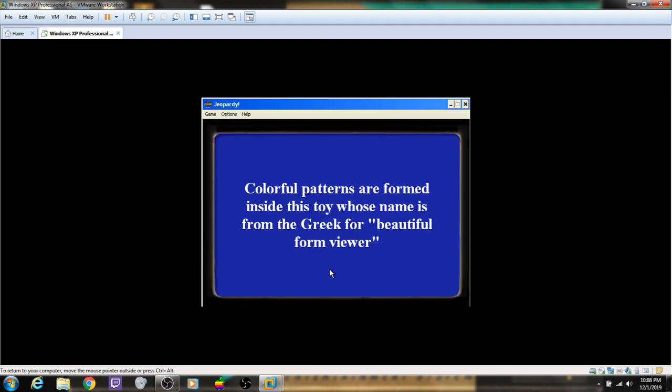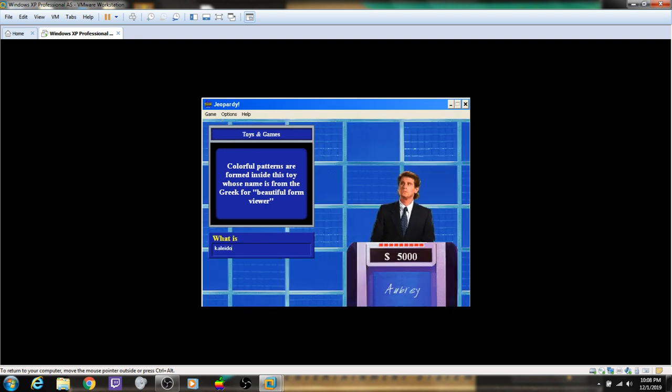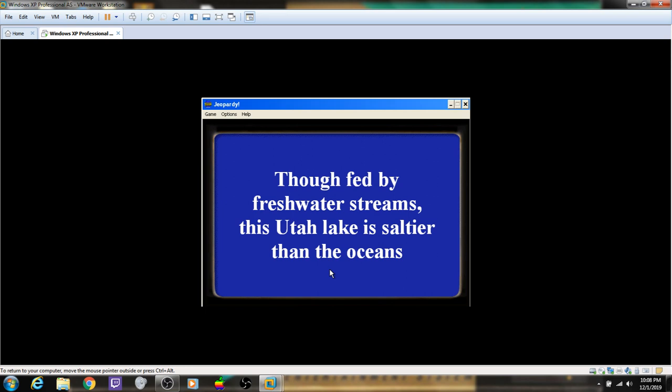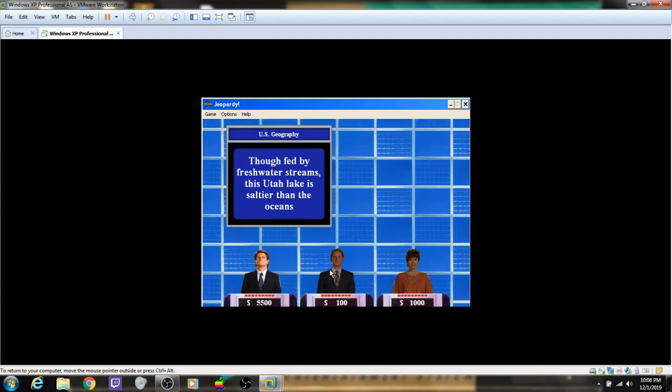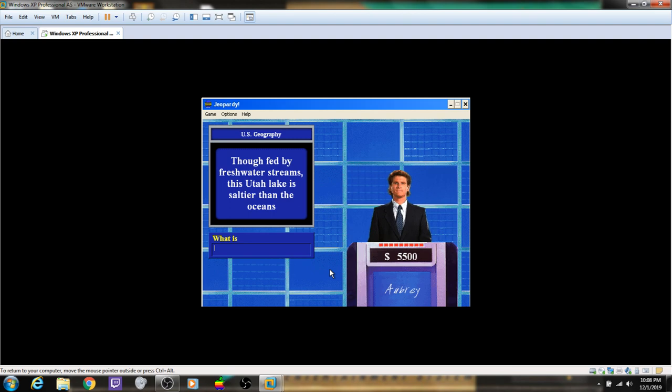Toys and Games 500. Colorful patterns are formed inside this toy, whose name is from the Greek for beautiful form viewer. Contestant number 1: What is a kaleidoscope? You are correct. Contestant number 1. Geography 100. Though fed by freshwater streams, this Utah lake is saltier than the oceans. What is the Great Salt Lake? You are correct.